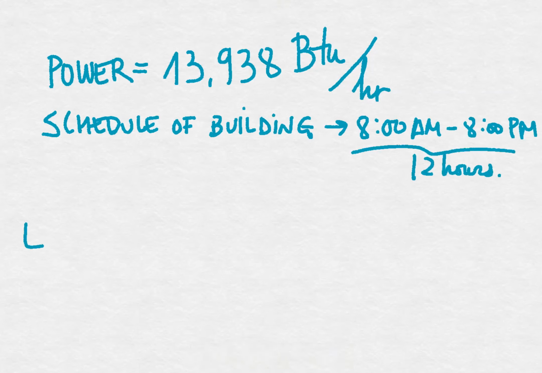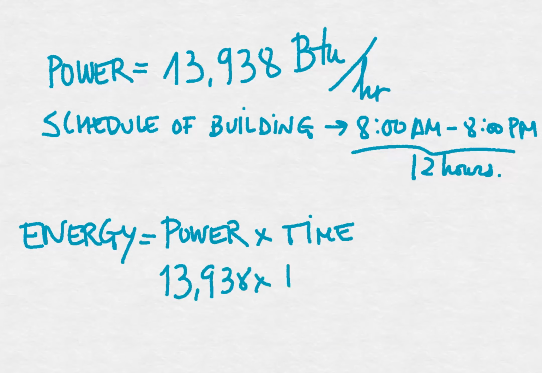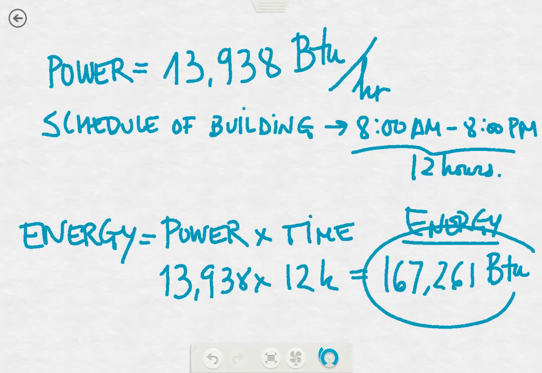So the energy equals power times time. If the power is 13,938 times 12 hours, that would be 167,261 BTU. This is the energy.